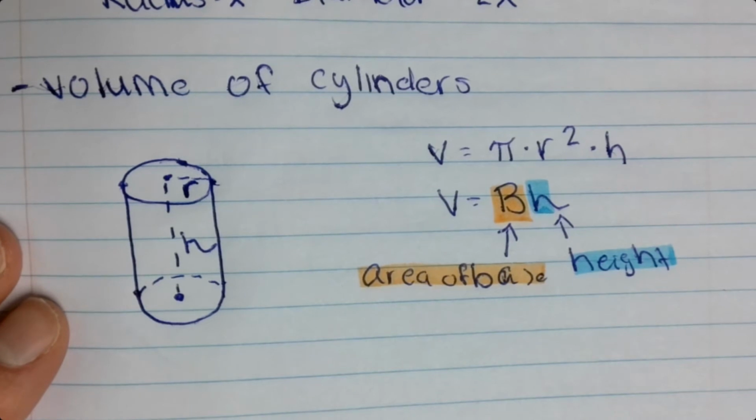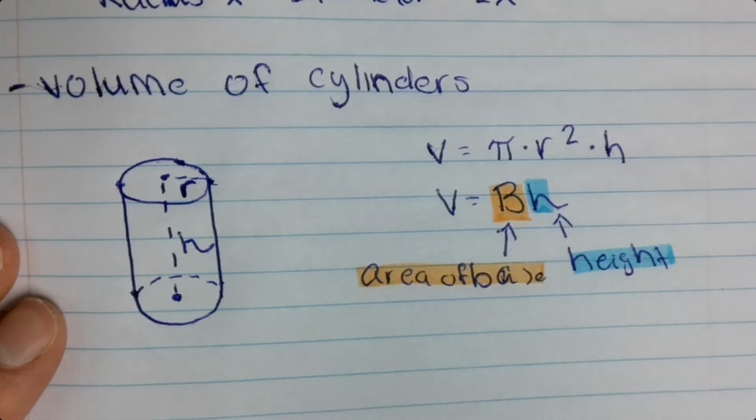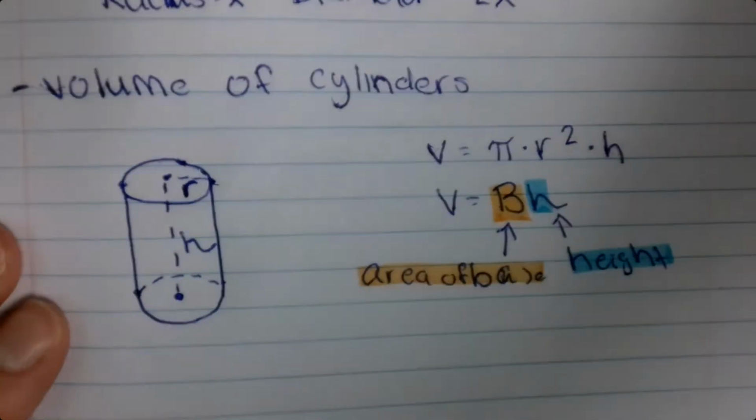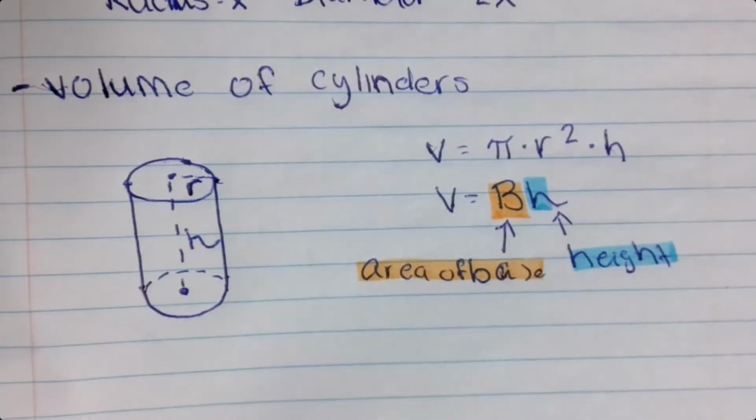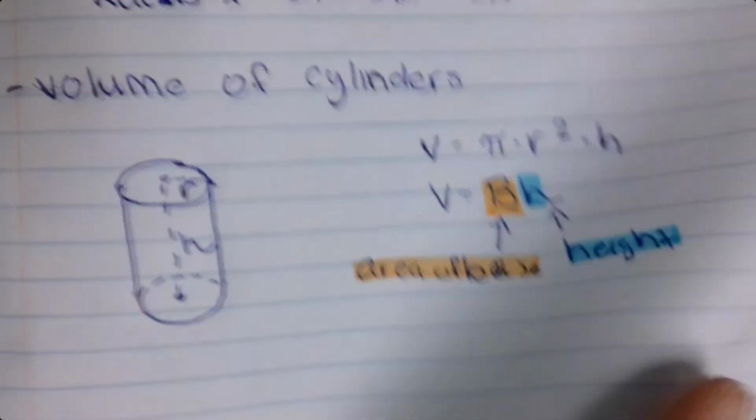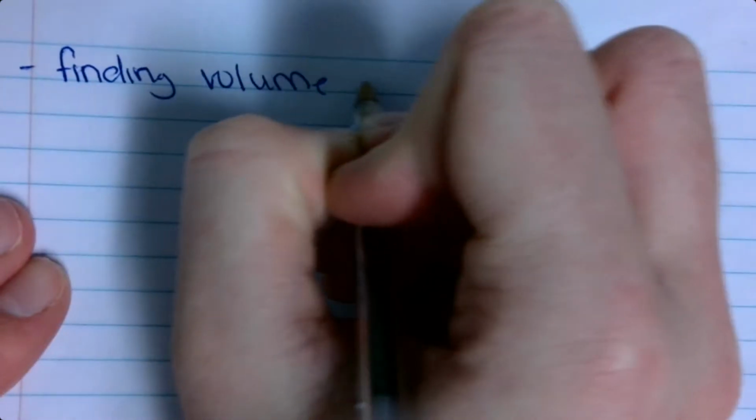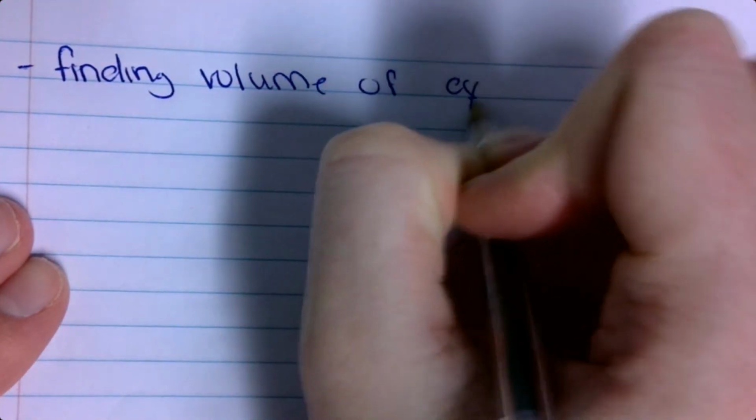So now we are going to do some examples of finding volume of cylinders. I'm going to turn the page. So this is going to be finding volume of cylinders examples.